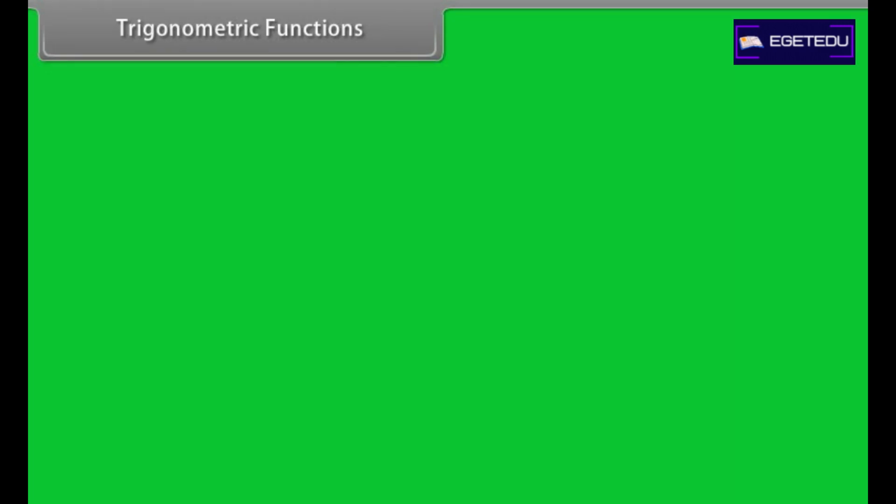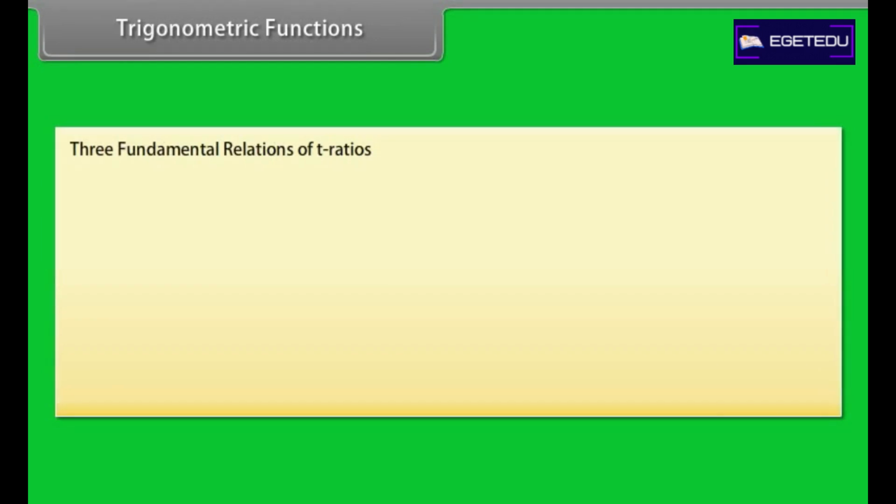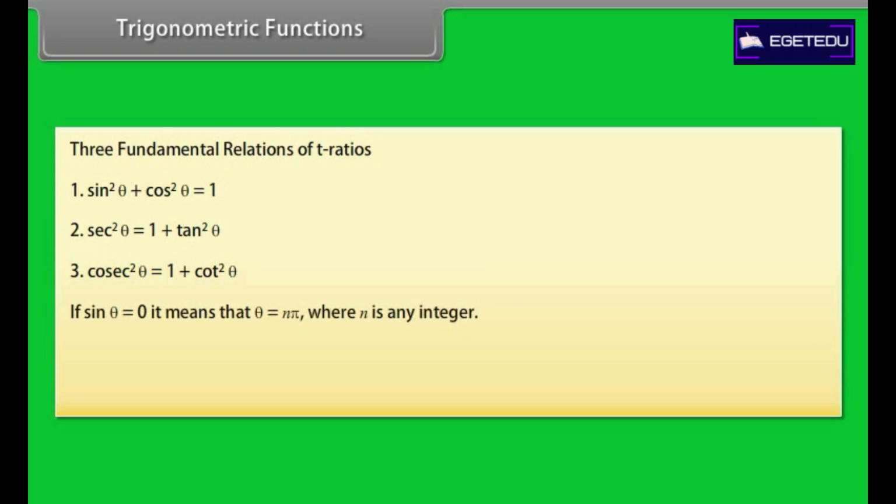Trigonometric functions. Three fundamental relations of T ratios. Sine square of theta plus cos square of theta is equal to 1. Sec square of theta is equal to 1 plus tan square of theta. Cosec square of theta is equal to 1 plus cot square of theta. If sine of theta is equal to 0, it means that theta is equal to n pi, where n is any integer. If cos of theta is equal to 0, it means that theta is equal to (2n plus 1) pi by 2, where n is any integer.